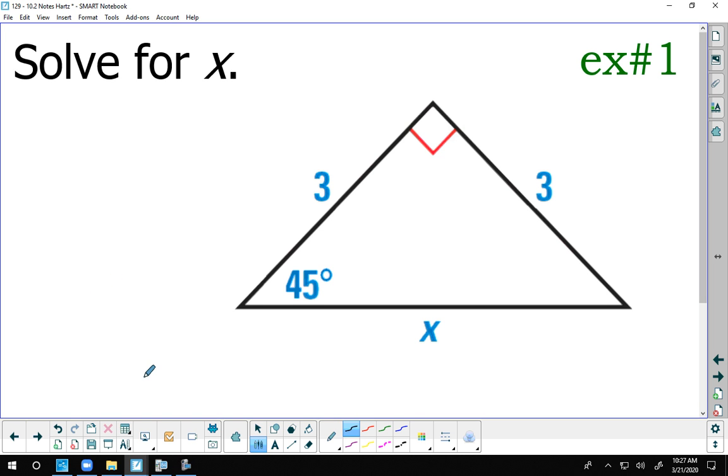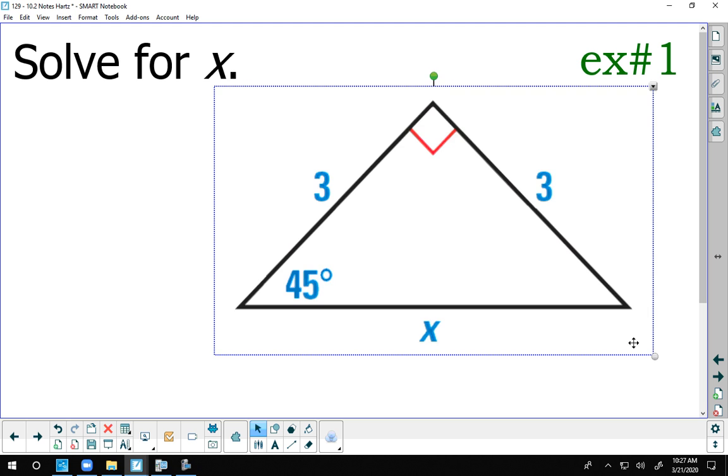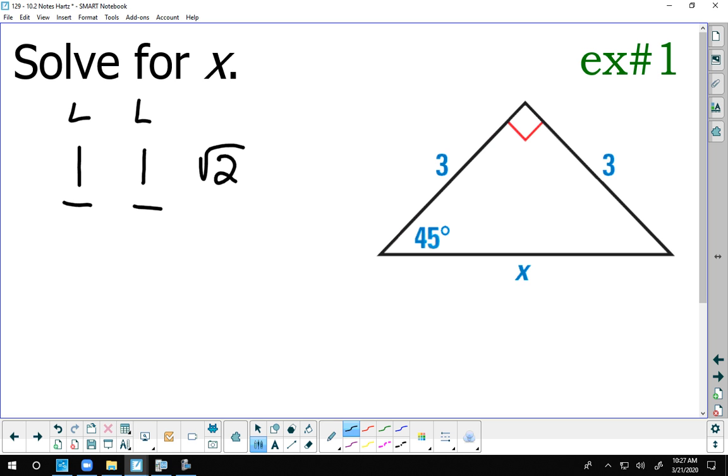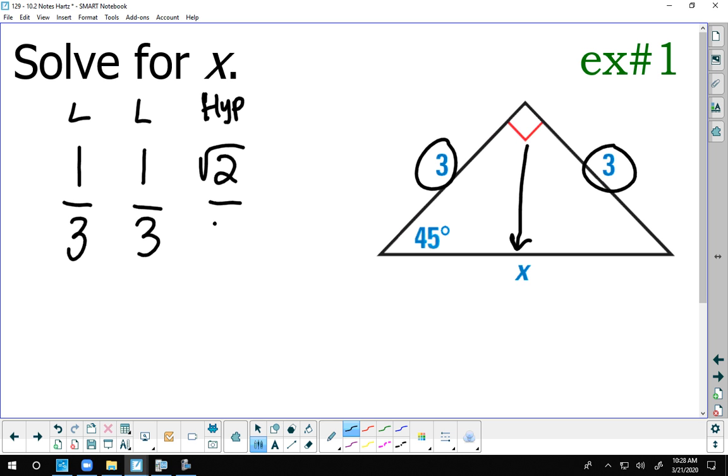So what I'm going to have you do for these types of problems for special right triangles is set up a ratio. So we're always going to do 1, 1, and square root of 2. So 1 and 1, these are going to be your leg lengths. So in this case, 3 and 3. And then under the square root of 2, you're always going to put the length of the hypotenuse. So our hypotenuse is across from the 90-degree angle, which is x.